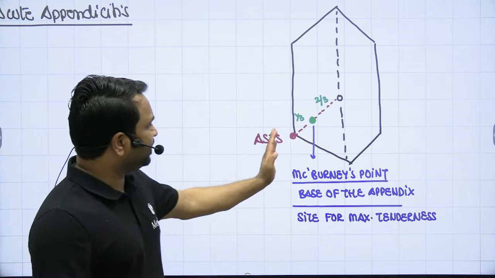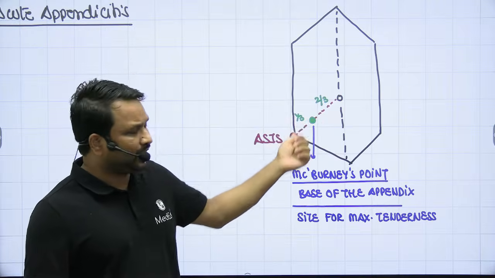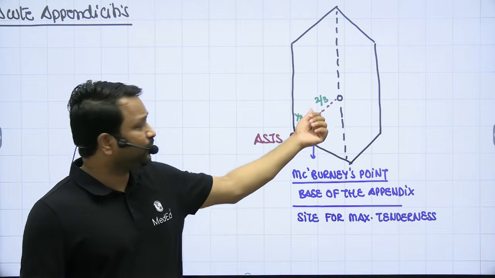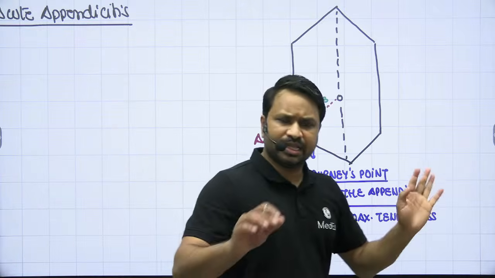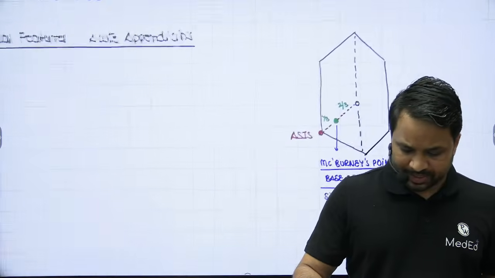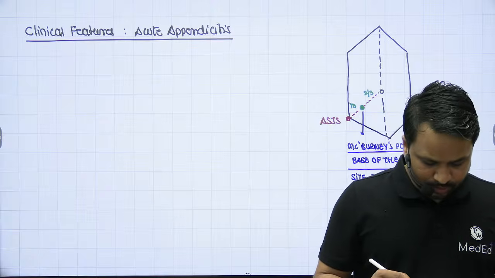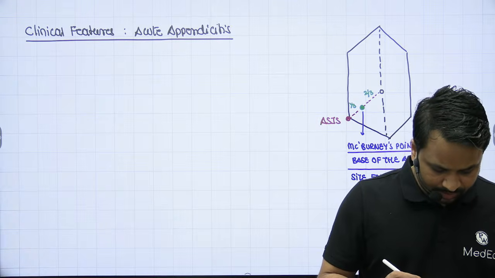How do you know it? It is from the anterior superior iliac spine to the umbilicus. You draw a line, and then the border between the medial 2/3 and the lateral 1/3, this junction is what we call the McBurney's point. It corresponds to the base of the appendix, right?